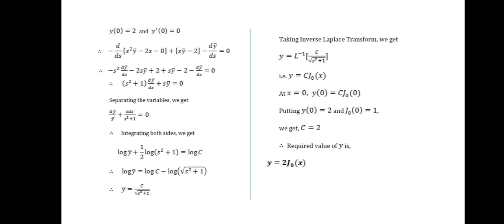At x equals 0, y of 0 equals c J naught of 0. Putting y of 0 equals 2 and J naught of 0 equals 1, we get c equals 2. The required value of y is y equals 2 into J naught of x.